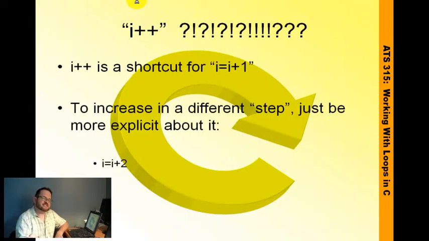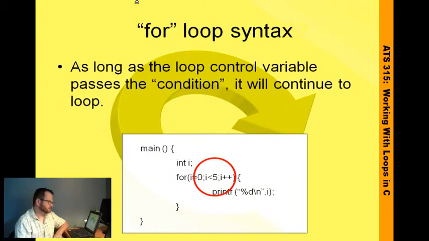If you were using a different step for some reason, like if you wanted your counter to increment by 2, then you would have to put something like I equals I plus 2 as your step there. We never actually do anything quite like that here, although I guess the homework is a little bit like that. Again, we'll walk through it.